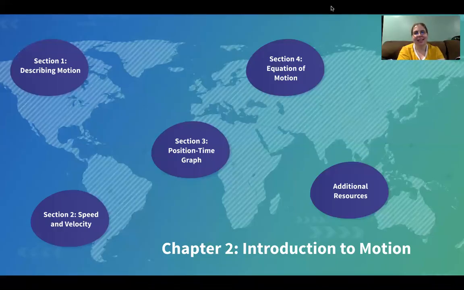Hey guys, welcome back. Today we're going to look at chapter 2, which is an introduction to motion. So without further ado, why don't we just go ahead and get going, shall we? All right. So section 1 is describing motion.